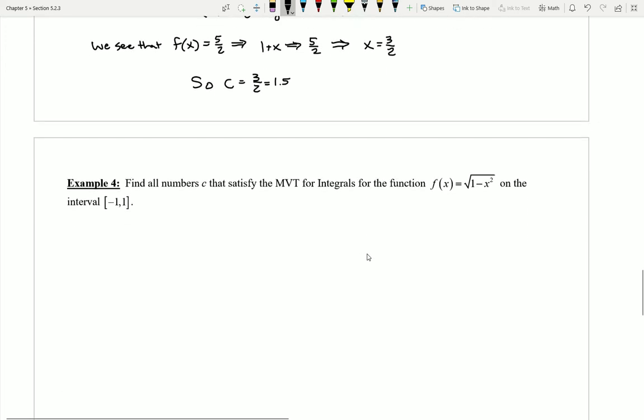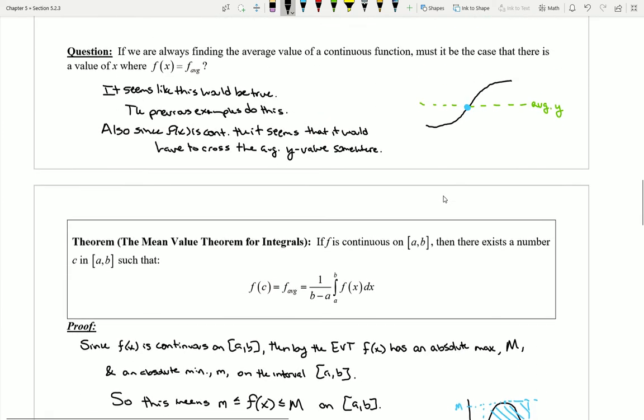And things do get a little more complicated down here on example number 4. Notice example number 4 is going to relate back to the function that we talked about in example 2. Let's take a look back at example 2 quickly to see what we found there.